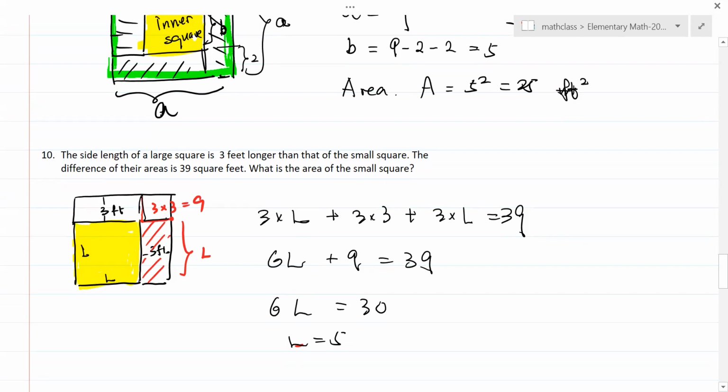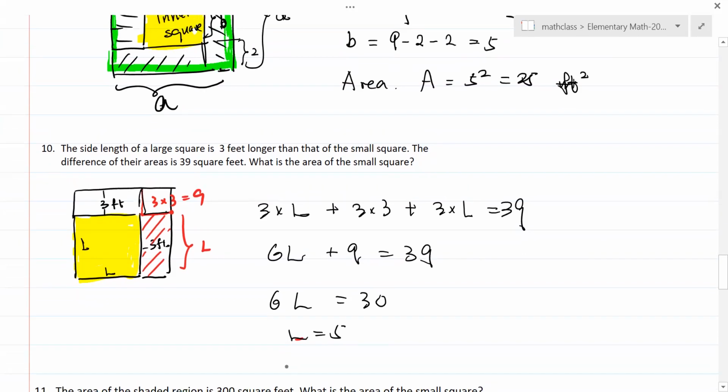Again, if L equals 5, then the area is going to be 5 squared, which is 25 square feet.